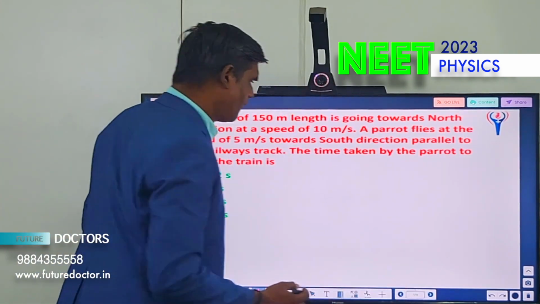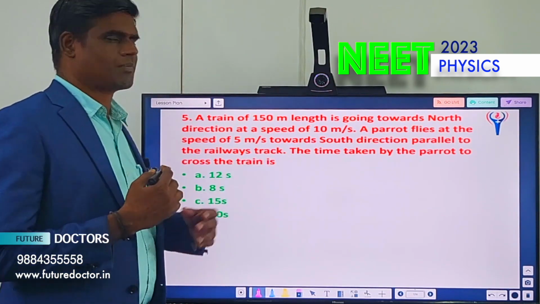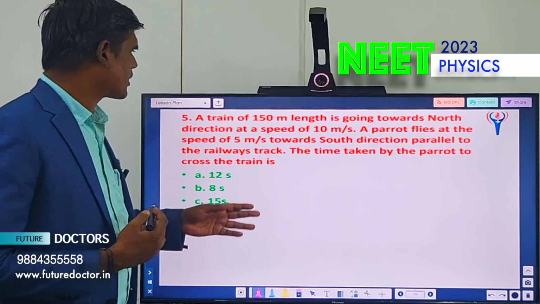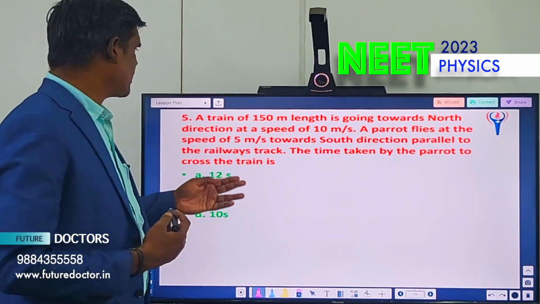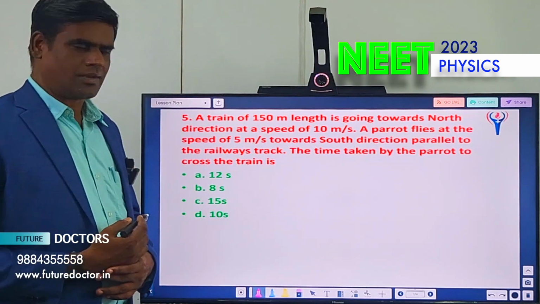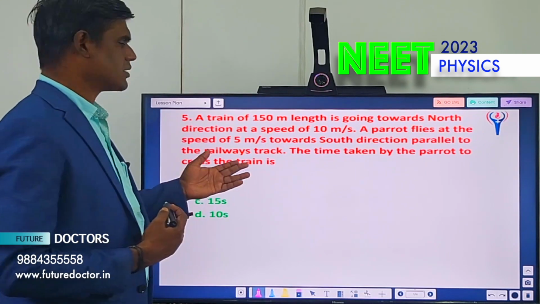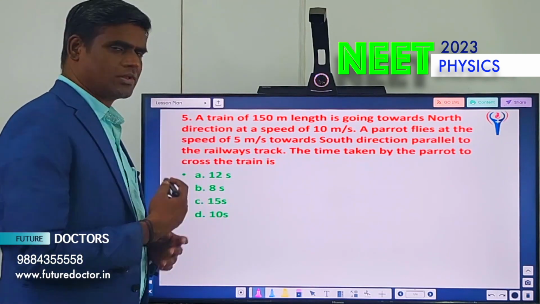Let's move to question number 5. A train of 150 meter length is going towards the north direction at a speed of 10 meters per second. A parrot flies at the speed of 5 meters per second towards the south direction, parallel to the railway track. The time taken by the parrot to cross the train is dash. A: 12 seconds, B: 8 seconds, C: 15 seconds, D: 10 seconds. Here you should know the relative velocity formula. By knowing this, you can solve the question.